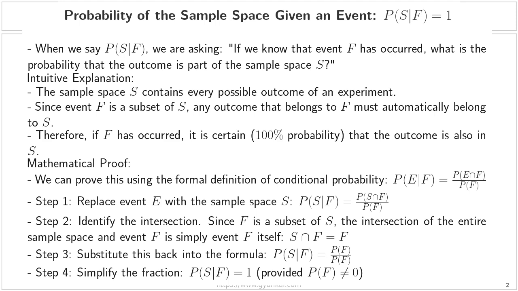Now that we've established that conditional probability essentially shrinks our focus from the whole sample space down to just the event that has already occurred, let's look at our first property of certainty. On this slide, we are exploring why the probability of the sample space, given event F, is equal to 1. This leads us perfectly into our next slide, where we will see a very similar logic applied to the probability of an event occurring given itself.